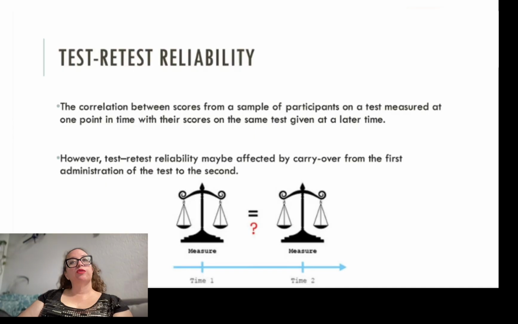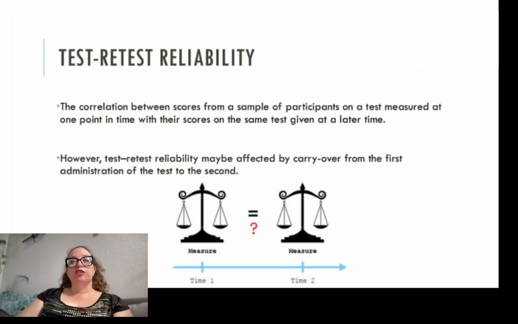However, test-retest reliability can be affected by carryover, or what we might call a practice effect. So say if you're looking at memory in individuals and you give them a memory test at time point 1 and another memory test at time point 2, the same test, they might be better at it the second time because they've seen it before. So we just need to be aware of practice effects when it comes to test-retest reliability.